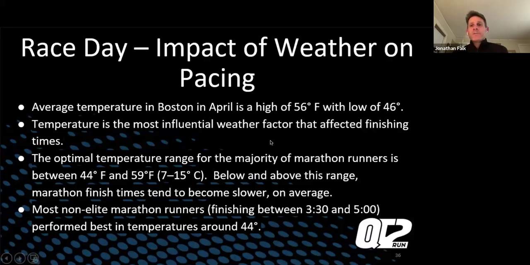When you're dealing with conditions above these ranges, it's not optimal, but you can still do well. You just have to be more on top of fueling and hydration. Hydration, obviously, when it gets hotter, and fueling when it gets colder, because your body is using some energy to maintain warmth. So those are things you have to tweak if conditions aren't optimal. For most non-elite marathon runners, taking an arbitrary range of 3.5 to 5 hours, they generally perform best at a temperature of 44 degrees. Next slide.